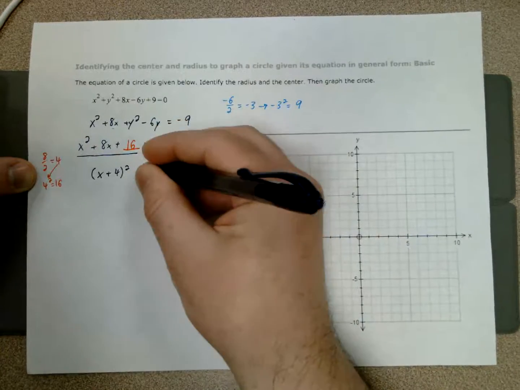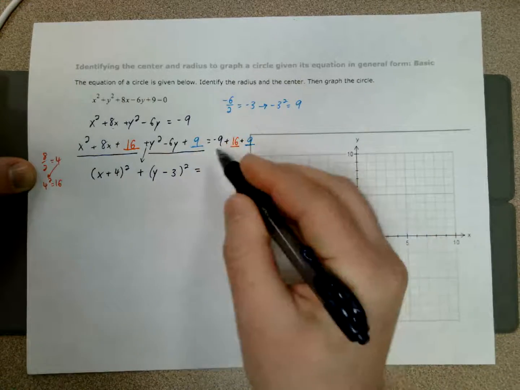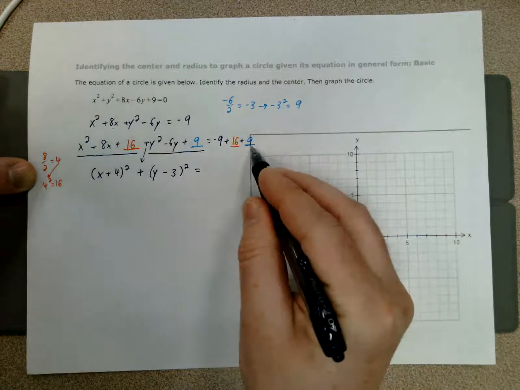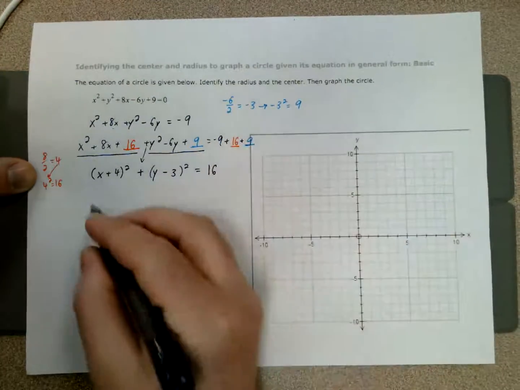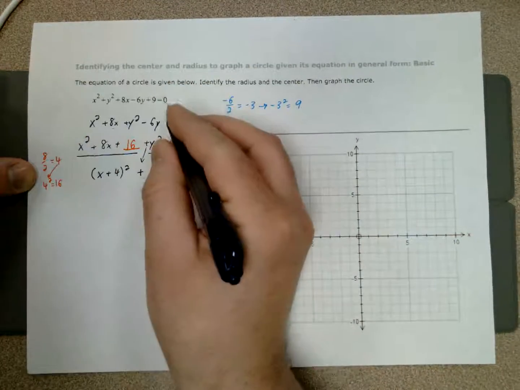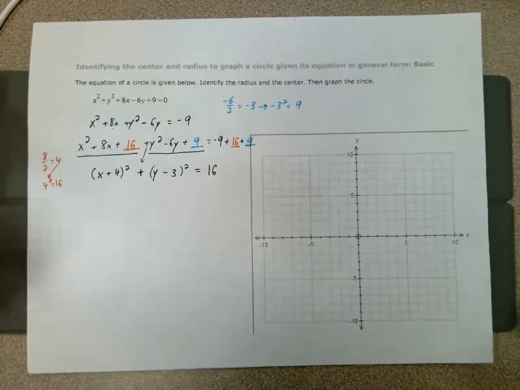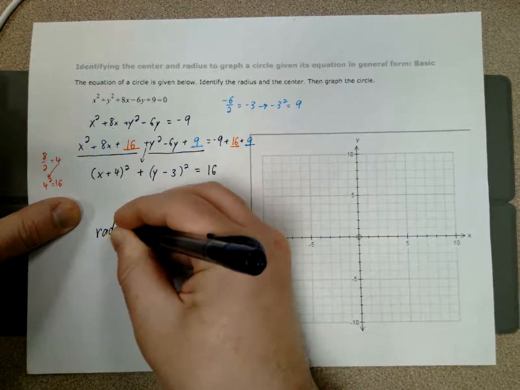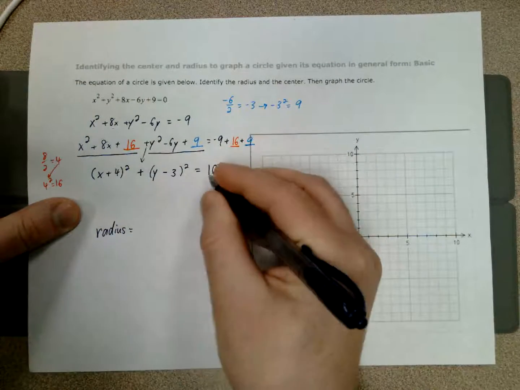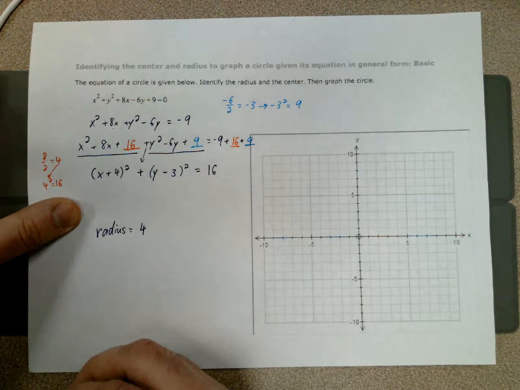Bring down my plus sign from here. Equals, and then I can add these together. So negative 9 plus 9 is 0. So we just get 16 on this side. Now we've gone from general form to standard form, and we can pull out our center and radius, and we're good to go. So our radius, just like when we looked at them last week, when we started in standard form, is the square root of this. So square root of 16 is 4.